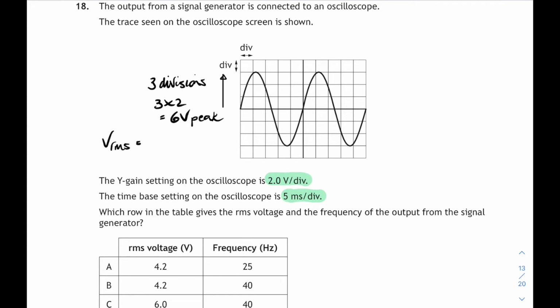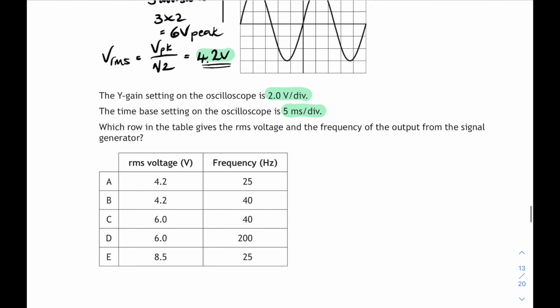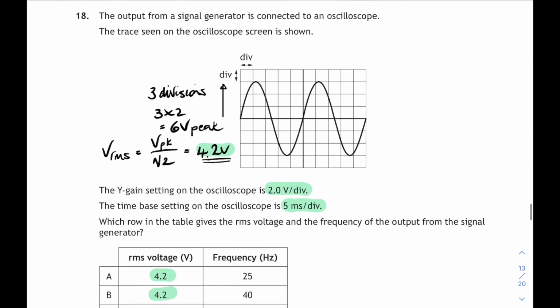And we are asked to give the RMS voltage. Well, that's the peak divided by root 2. 6 over root 2 is 4.2 volts. So let's have a look in the table. So it's either A or B for the RMS voltage. And we need to find the frequency as well.